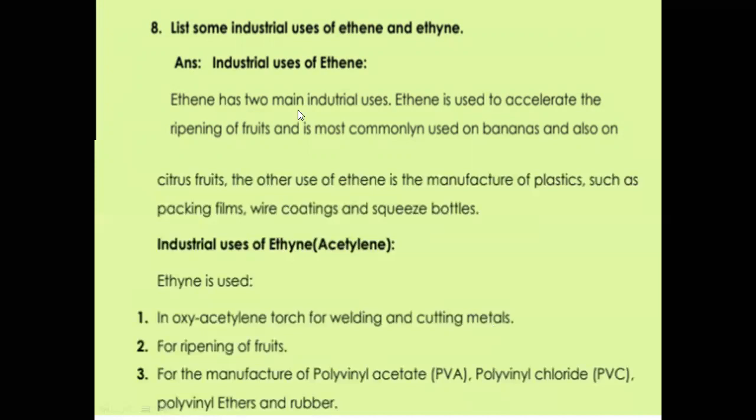Question number 8 is list some industrial uses of ethene and ethyne. Ethene, which is an alkene, has two main industrial uses.